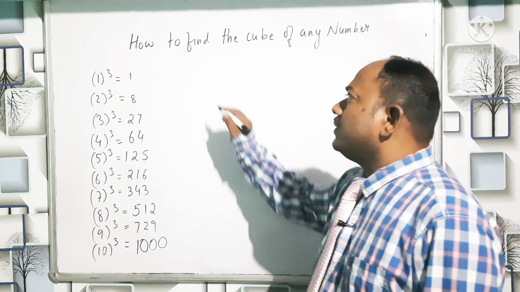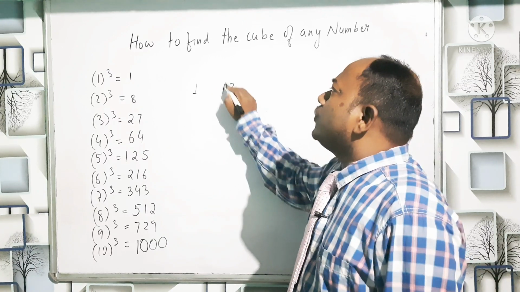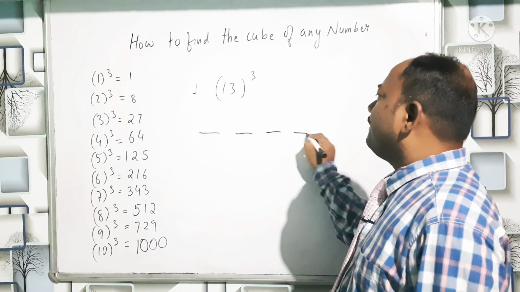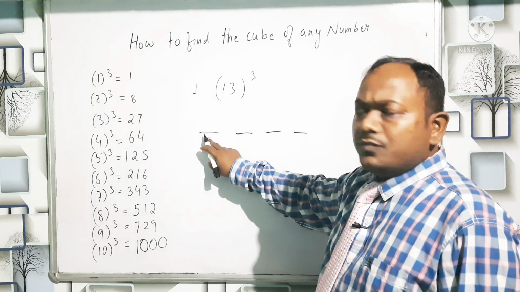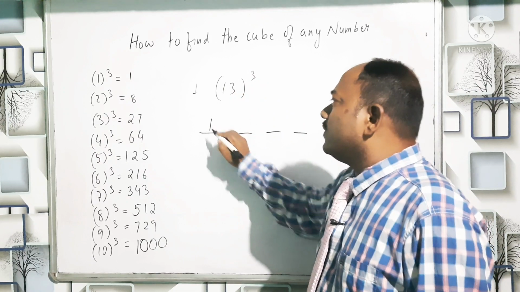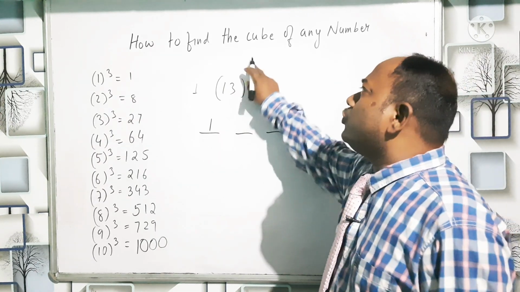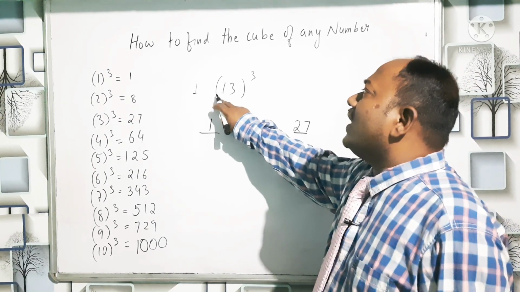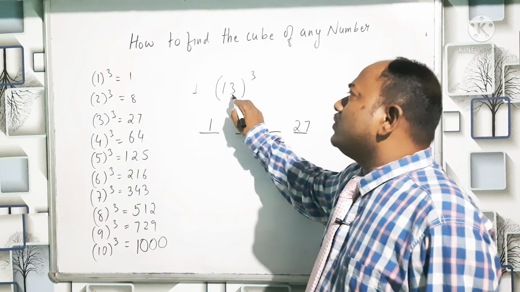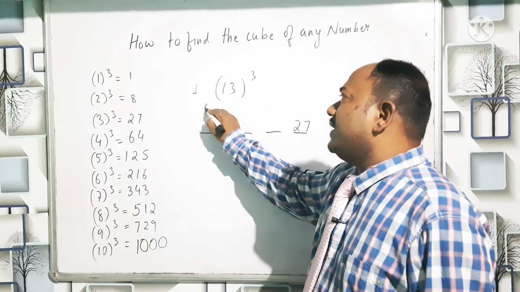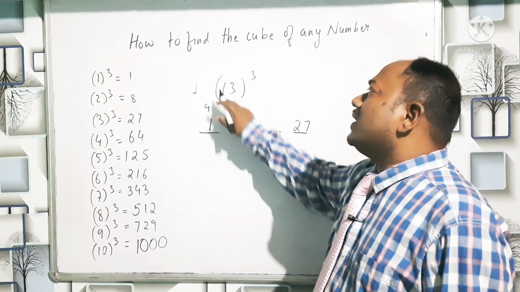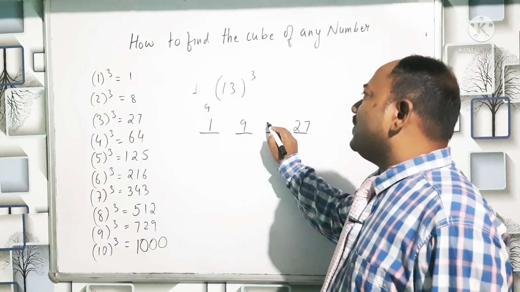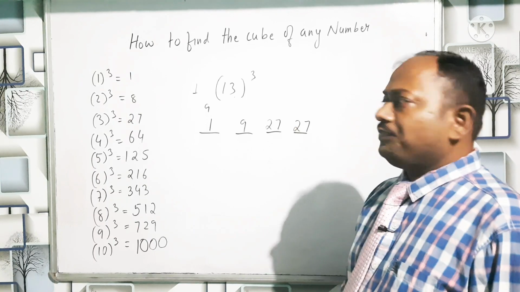Let's take an example. 13 whole cube. Give 4 dashes. In the first part, we'll write 1 cube. In the fourth part, we'll write 3 cube, that is 27. Now multiply 1, 3 and 3. 1 into 3 is 3, 3 threes are 9. Write 9 here. And multiply 9 with 1, 9 in the second part. 9 with 3, 27 in the third part.